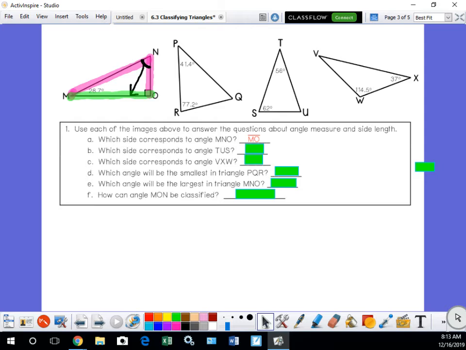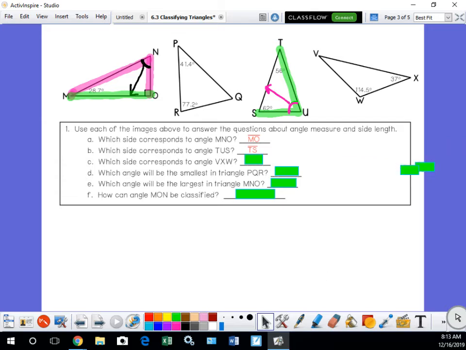All right, our next one asks us which side corresponds to angle TUS. So TUS is talking about this angle right here. Let's do that different color. Right here. All right, so angle U, in other words. Angle U is across from this side length right here. So that side length is side TS.